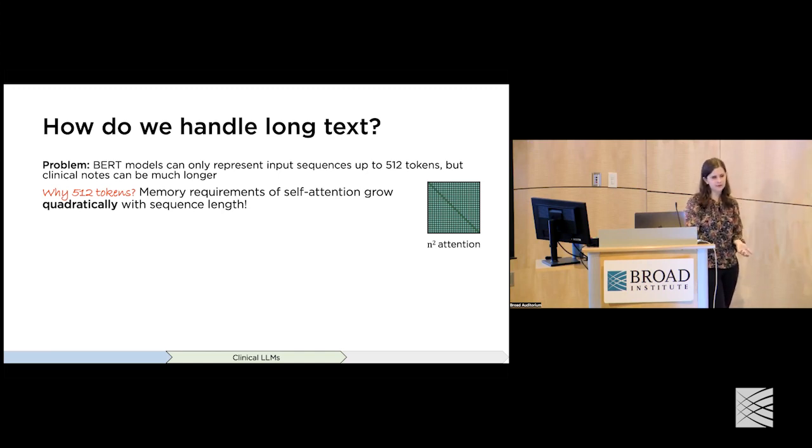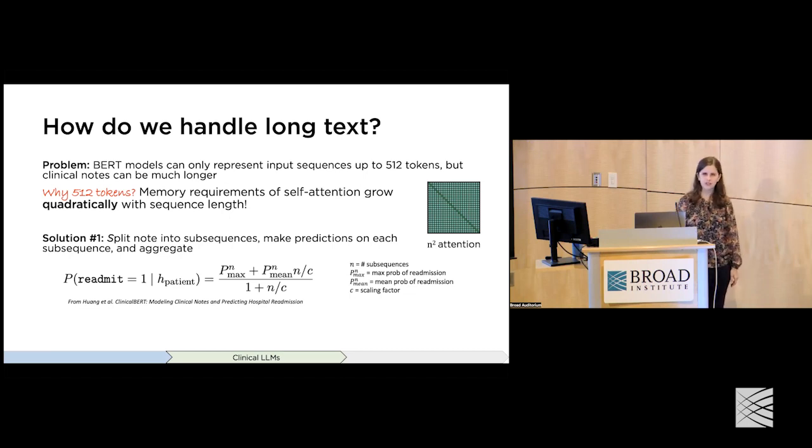Now, there are a few solutions to this issue. The first solution that's been used with BERT models is, let's say we want to split the note into different chunks or subsequences. We'll make predictions on each subsequence, and then we'll somehow aggregate those predictions. This was done in a paper that tried to use clinical BERT for predicting readmission. What I'm showing you here is the equation that they used to try to combine the predictions on each of those chunks. I'm not going to go into the details of the equation, but you can imagine that there's a trade-off between just taking the max probability of all sequences in your note versus taking the average probability of some class from all subsequences.